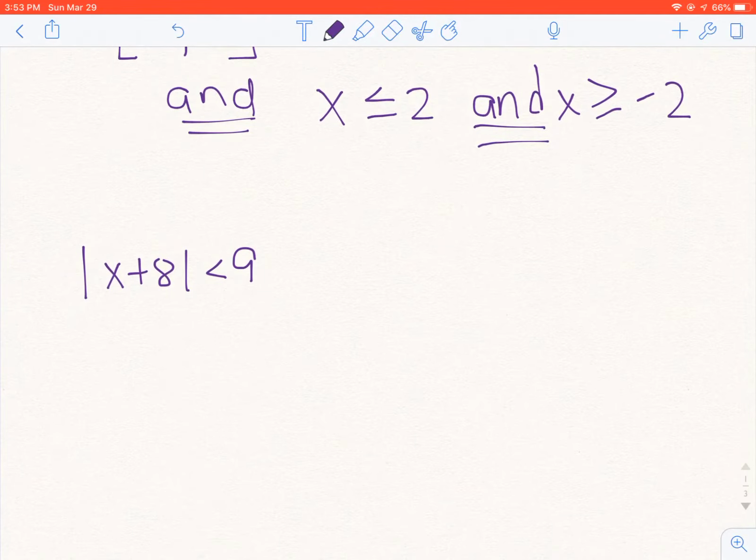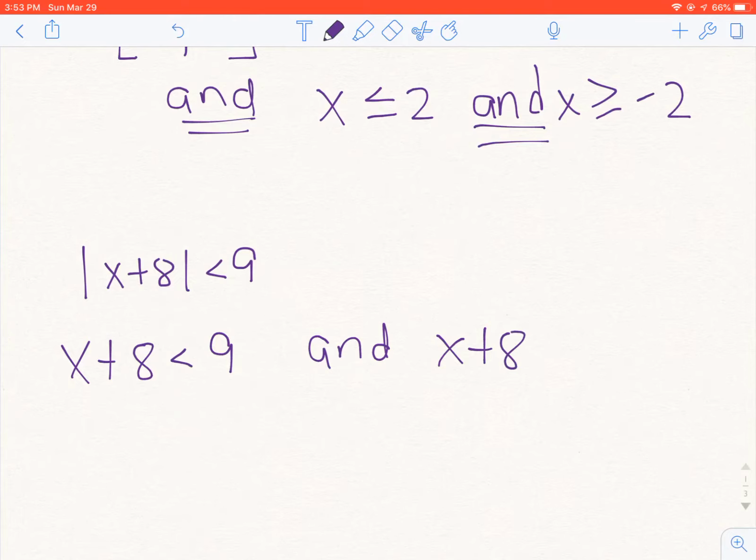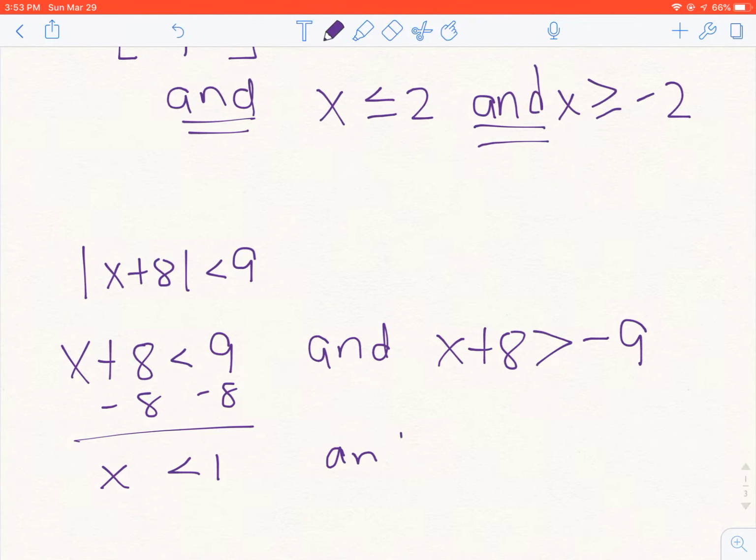The absolute value of x plus 8 is less than 9. So I'm going to say x plus 8 is less than 9. Because it's less than, I say and x plus 8 is greater than -9. So remember, less than is always an and statement. So I subtract my 8 over here, and I get x is less than 1, and I subtract 8 over here, I get x is greater than -17.